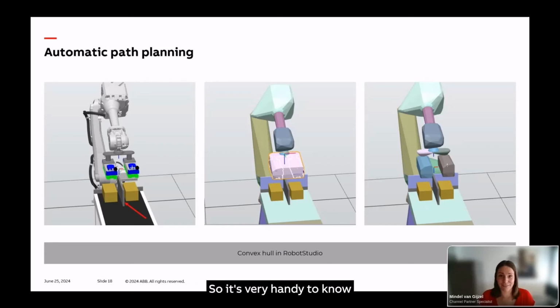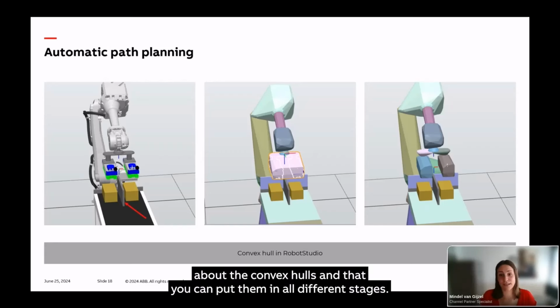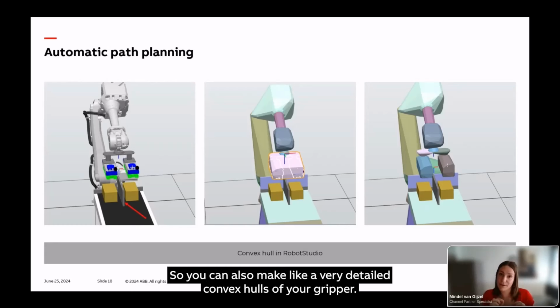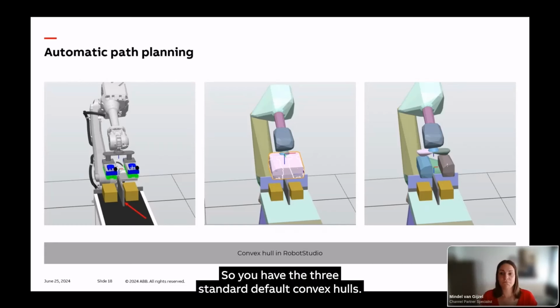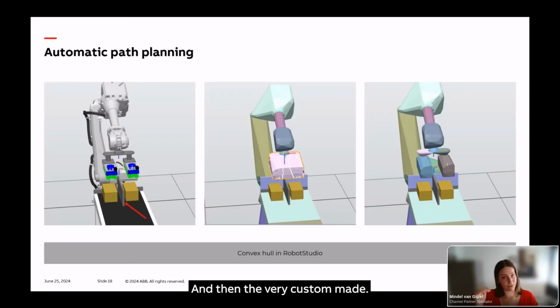So it's very handy to know about the convex hulls and that you can put them in different stages. You can also make a very detailed convex hull of your gripper. So you have the three standard default convex hulls and then the very custom made.